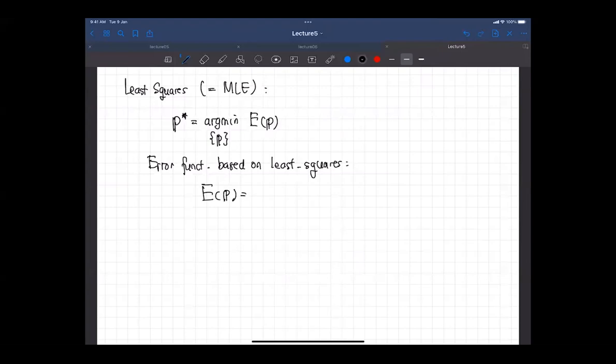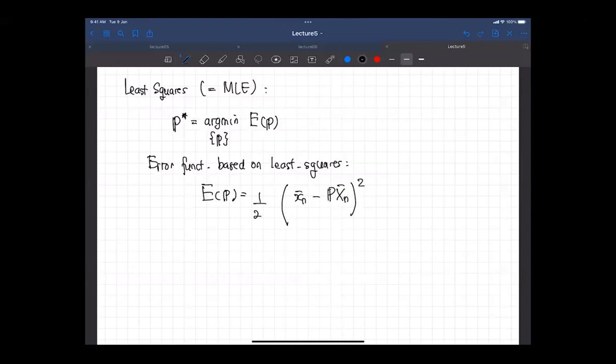Minimum distance, right? Minimum distance or minimum error. What is the distance here? Distance between what and what? The distance between your small x_n minus your projection of P based on capital X_n. You square it.